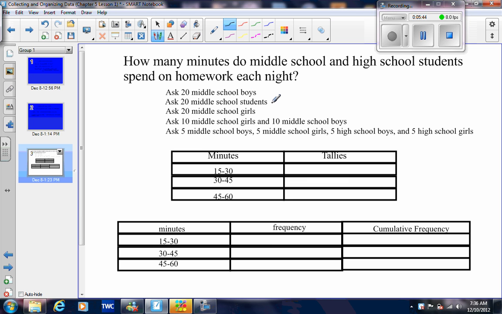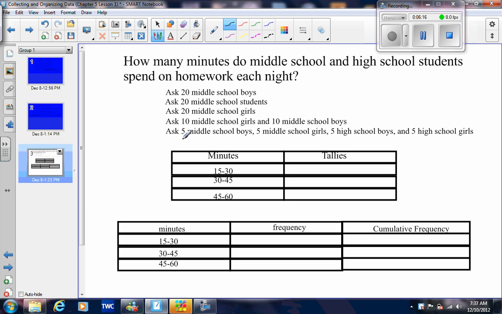You're missing high school boys and high school girls in this one. This one asked 20 middle school girls. This one's not correct either because if you ask middle school girls, then you're missing out on middle school boys, high school boys, and high school girls. All right, so this one asked 10 middle school girls and 10 middle school boys. So that's similar to the one where you're asking 20 middle school students, but you're still missing out on the high school students.